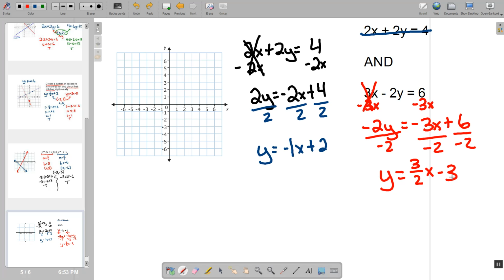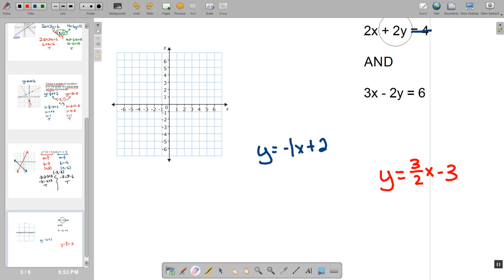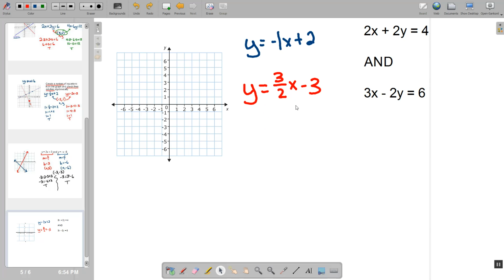So now I have both equations written in y equals form. So what I'm going to do from here is I'm actually going to erase the work that I did leading up to this point. So I have both of my equations here, looking a little bit cleaner than they did before. So let's graph both of these equations.